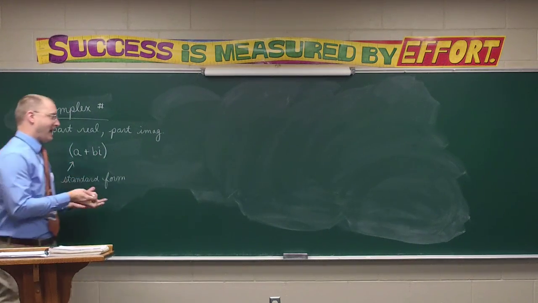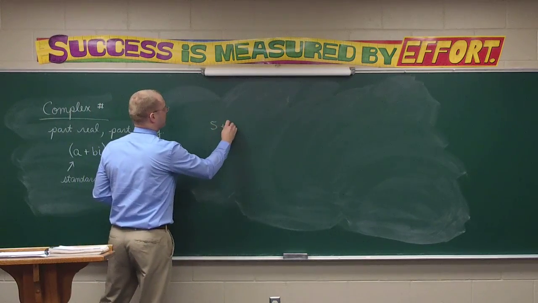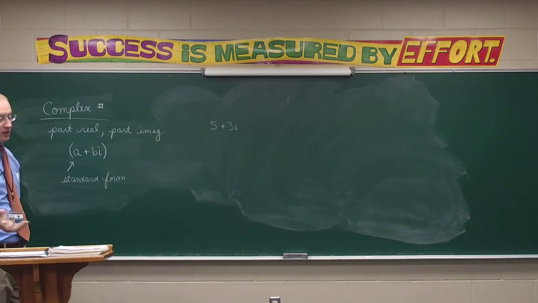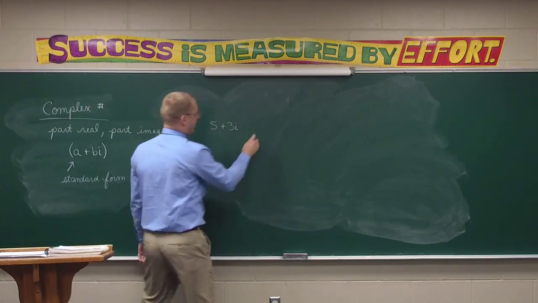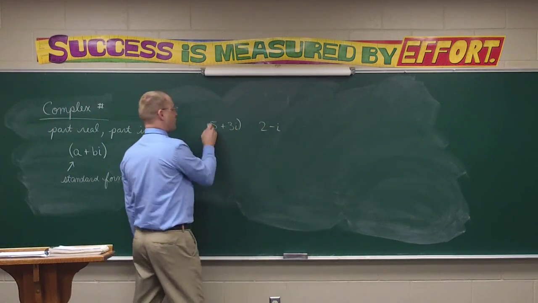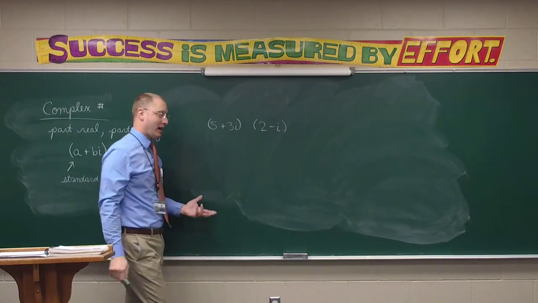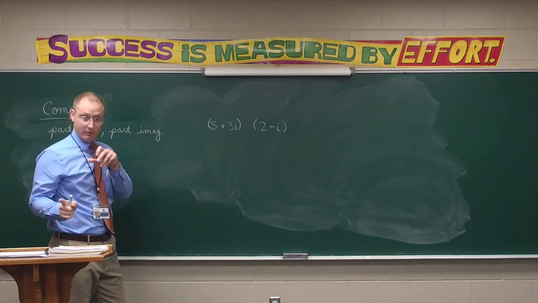So, for instance, if I had the imaginary number 5 plus 3i, well, obviously the real part, class, is the 5, and the imaginary part is the 3i. If I had a 2 negative i, obviously the real part is the 2, and the imaginary part is the negative i. Not just an i, but a negative i, right?